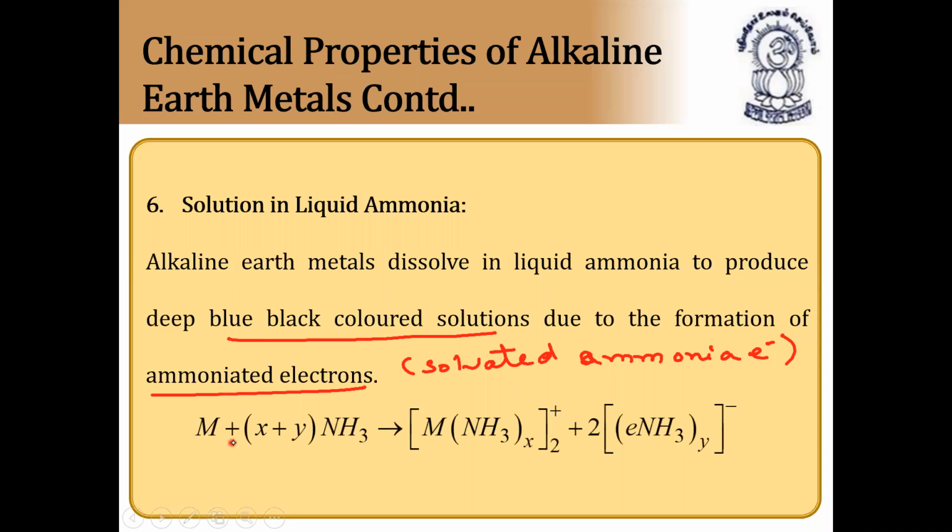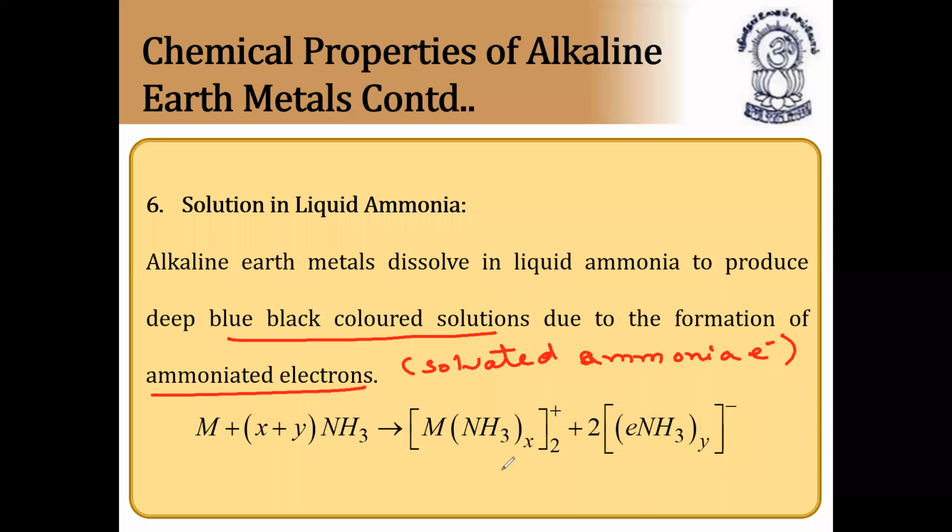You can see here, the M is called alkaline earth metal, which combines with x plus y molecules of NH3 and forms M(NH3), that is the metallic ammonia complex, plus solvated ammonia electrons. Solvated ammonia electrons are also called ammoniated electrons, which are responsible for the conductivity of the solution. And this is a deep blue black colored solution.